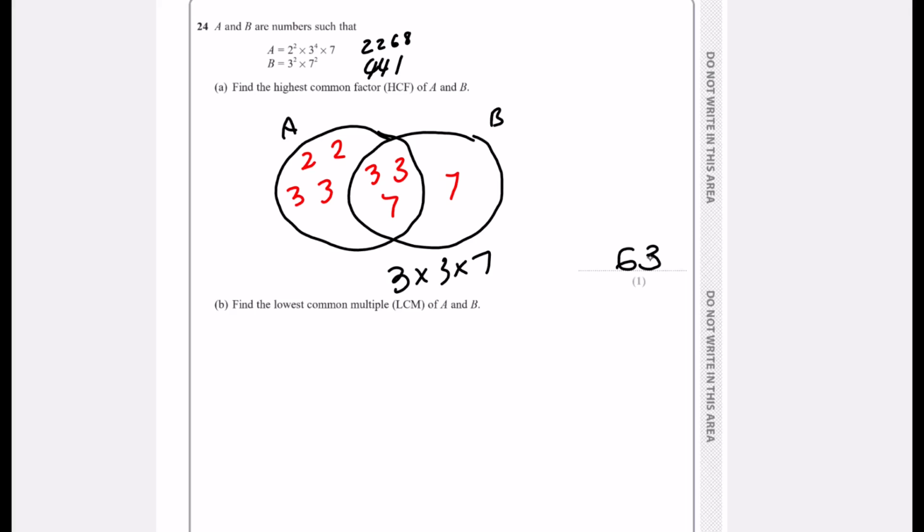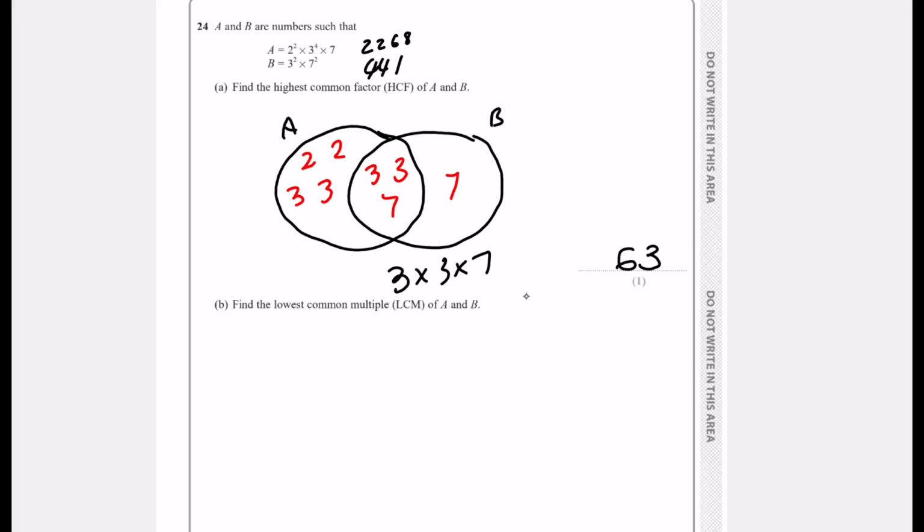Find the lowest common multiple of A and B. So that's all of these numbers multiplied together. 2 times 2 times 3 times 3 times 3 times 3 times 7 times 3. All of them multiplied together, not double counting. We don't double count the ones in the middle. We only count them once.